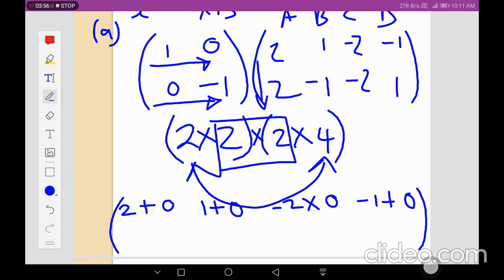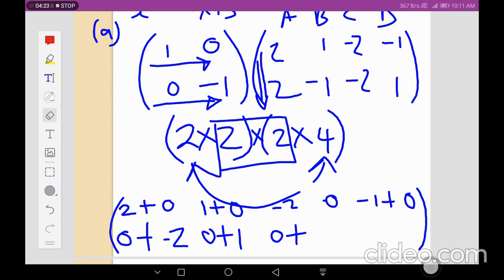Then we do the same for the second row by column. I'll have 0 times 2, you get 0, plus -1 times 2, I get -2. Then for B, I've got 0 times 1, 0, plus -1 times -1, I've got 1. Then for C, 0 times -2, I get 0, plus, let me just correct this one, it's a plus there, -1 times -2, I get 2. Then the last one, I've got 0 times -1, 0, plus -1 times 1, I get -1.